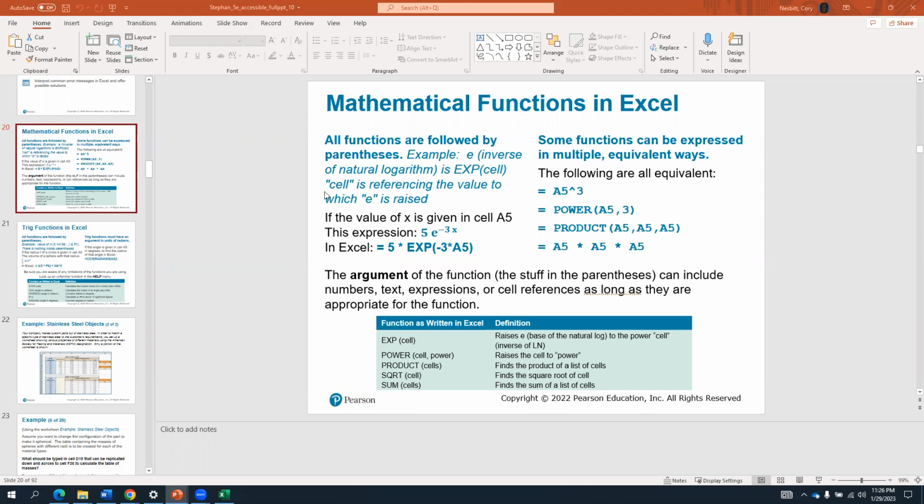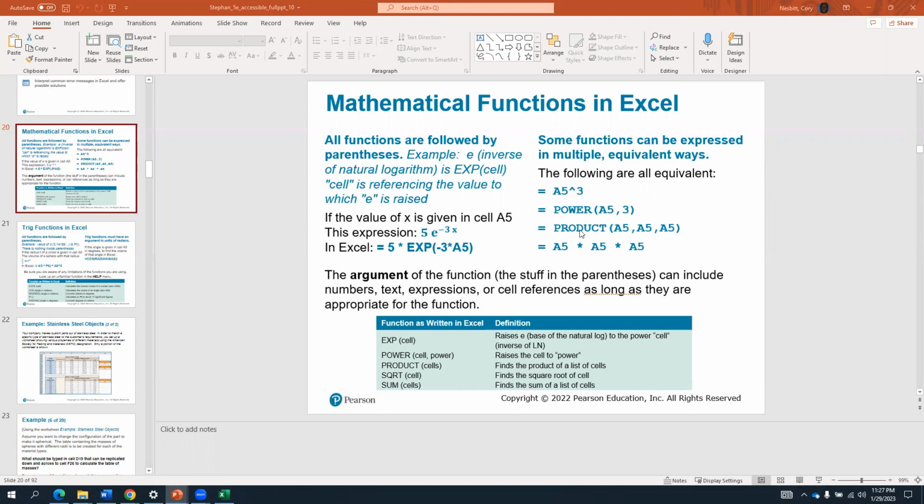And again, how you would write that: you would go equal 5 times EXP to the negative 3 times A5. All right, that's one function. Some functions can be expressed in multiple equivalent ways. You can go A5 to the power of 3, or you can go POWER(A5, 3). And that raises A5 to the power of 3.